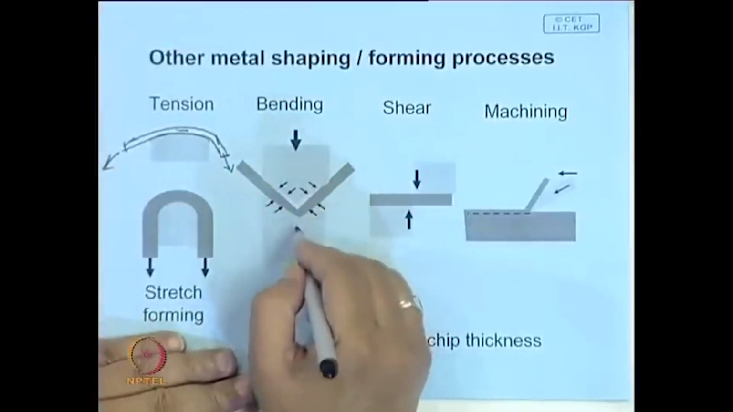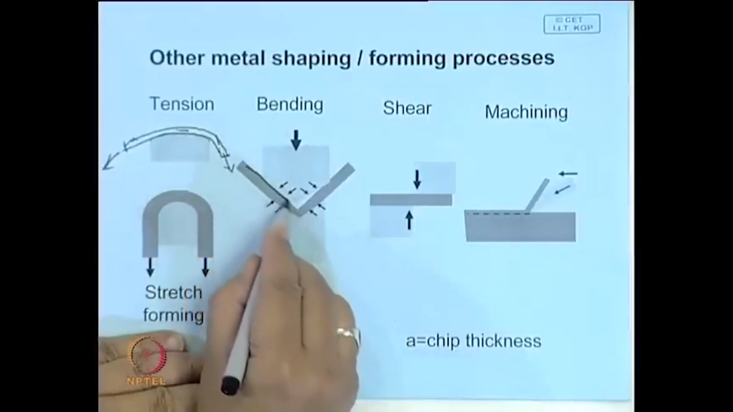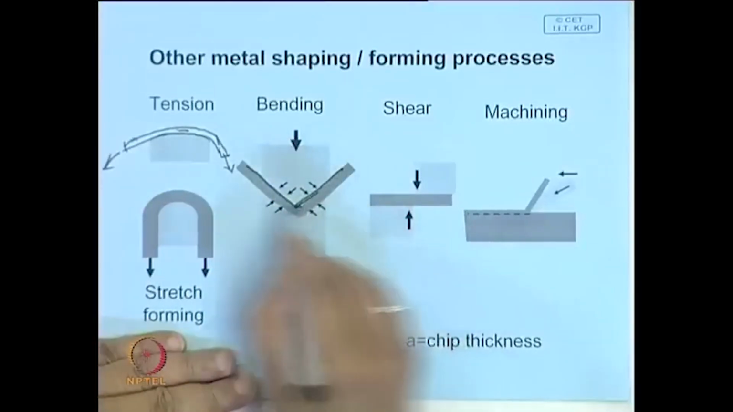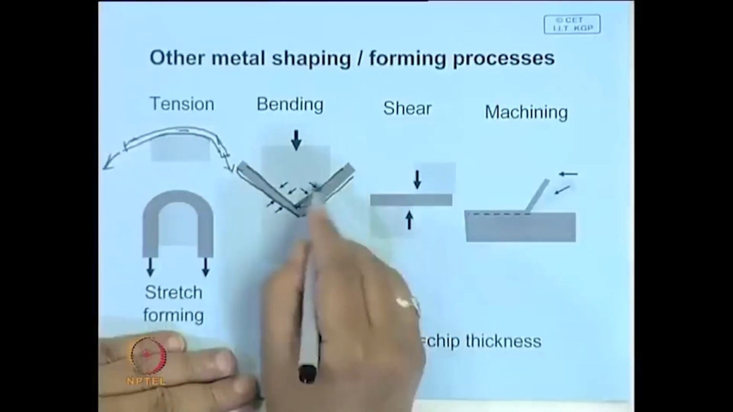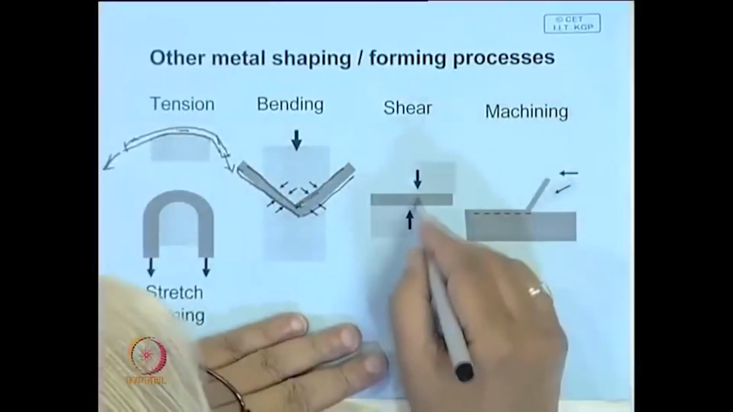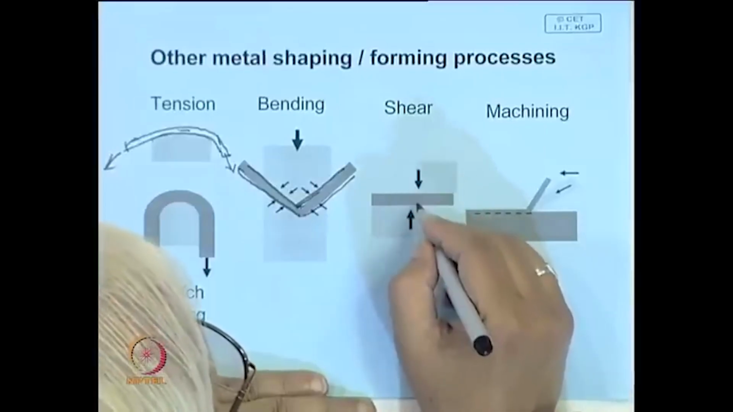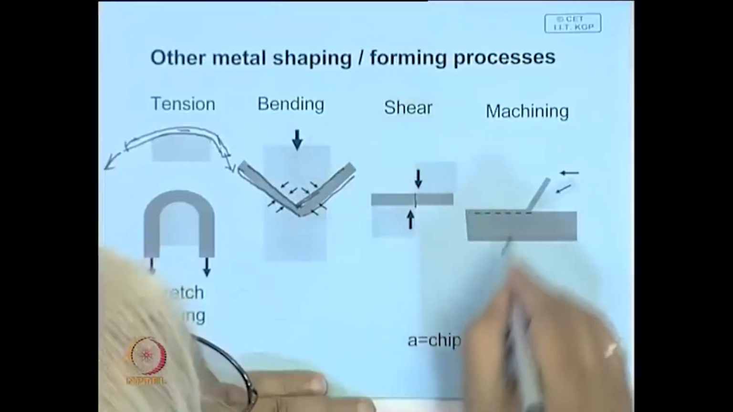Similarly, you can bend a sheet into a particular shape. This is kind of a bending operation. This is the die, this is the punch. Now, machining and shearing, cutting, here the stress state you are applying is one of shear, and it shears through this.